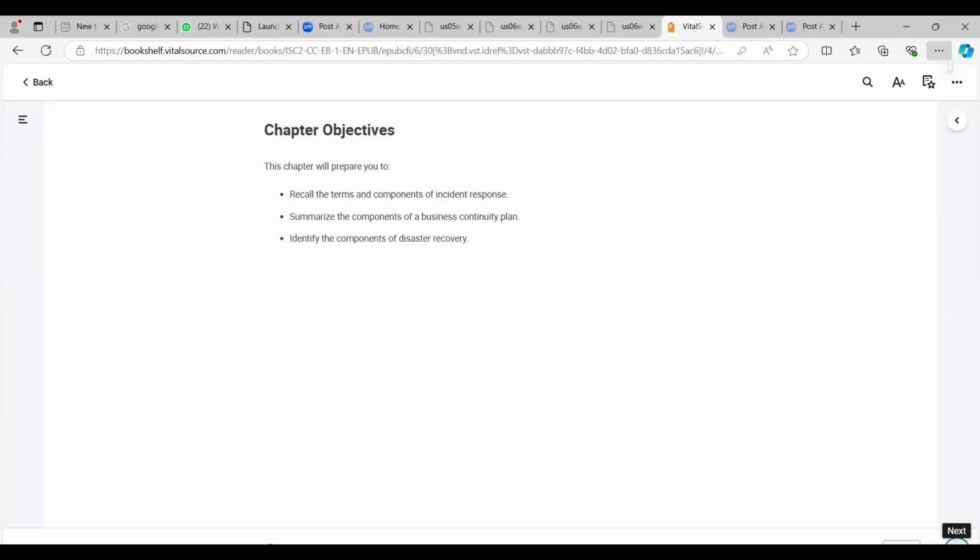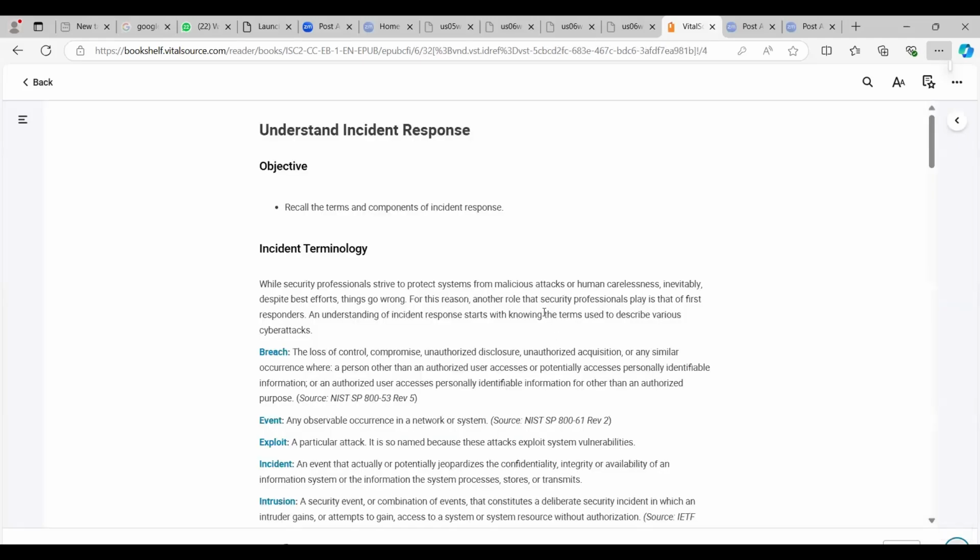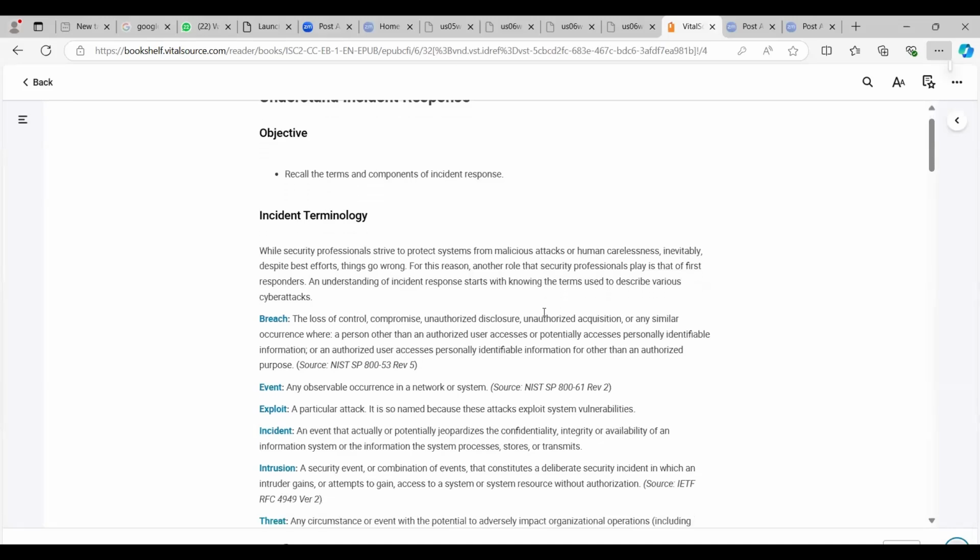In this chapter, we want to record the terms and components of incident response, summarize the components of a business continuity plan, then identify the components of disaster recovery. So let's now dive into incident response as a whole.